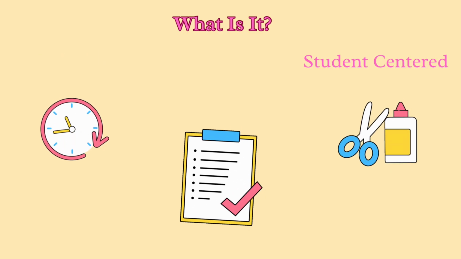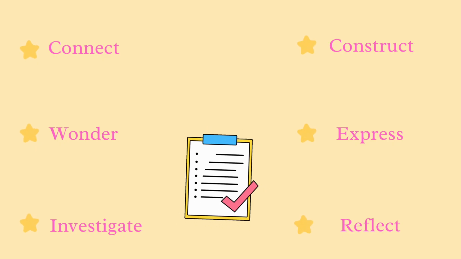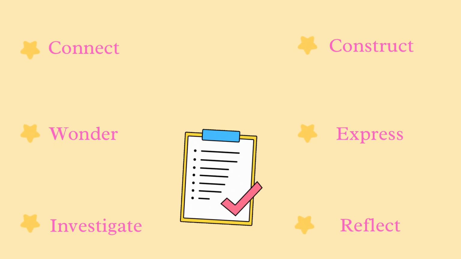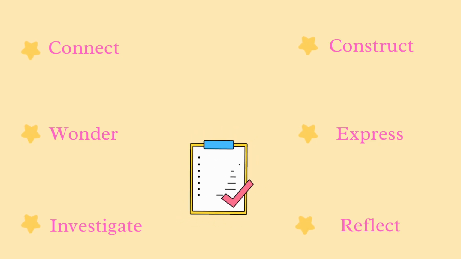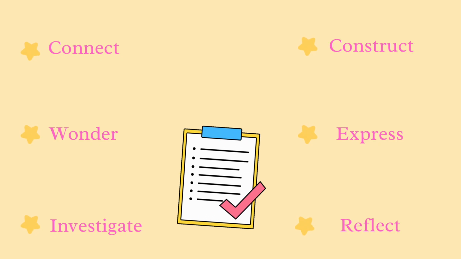I will now explain each of the 6 steps of the model. The first step is to connect. Here, students activate prior knowledge and make personal connections to the topic. Next, students will wonder by generating questions and identifying exactly what they want to learn.